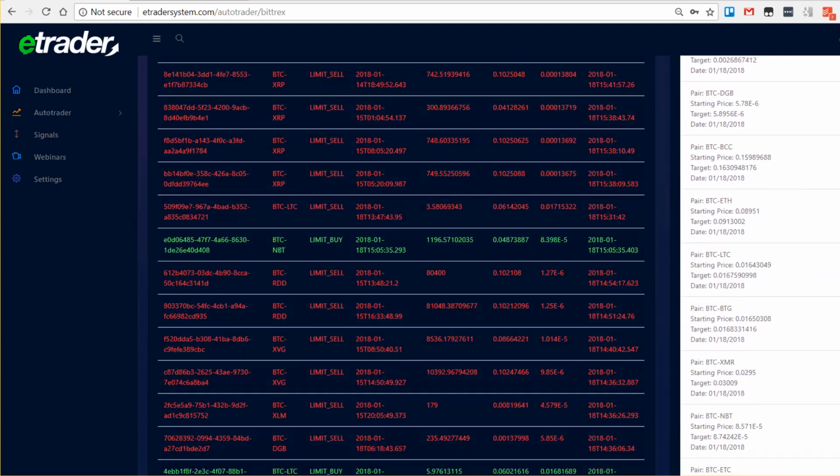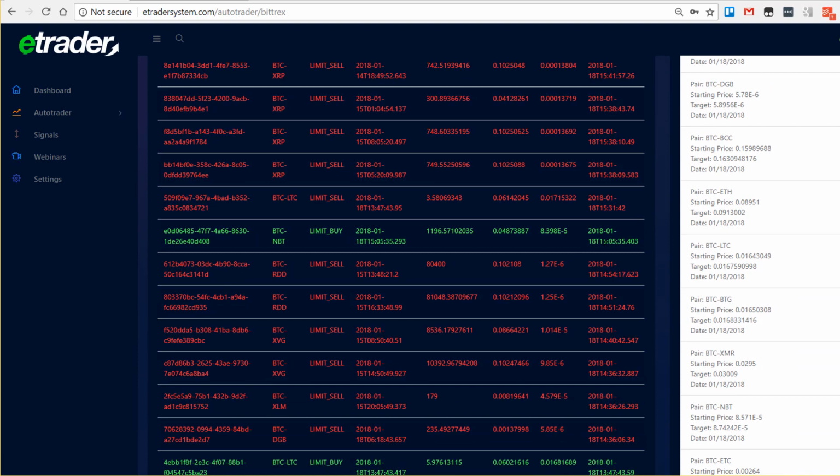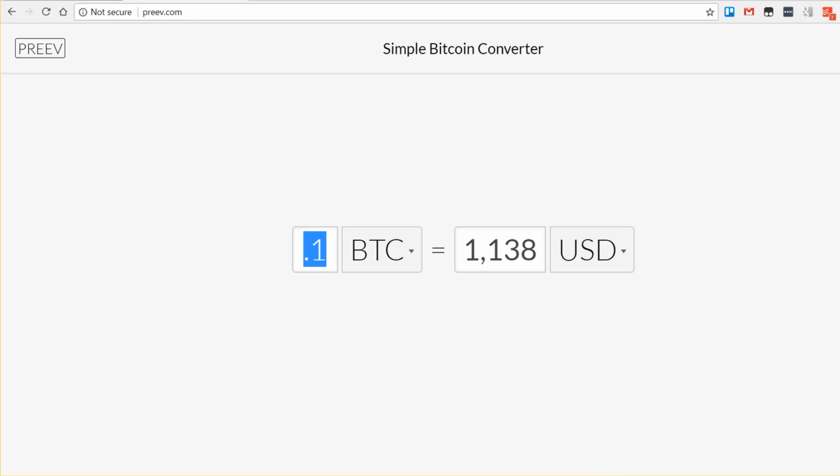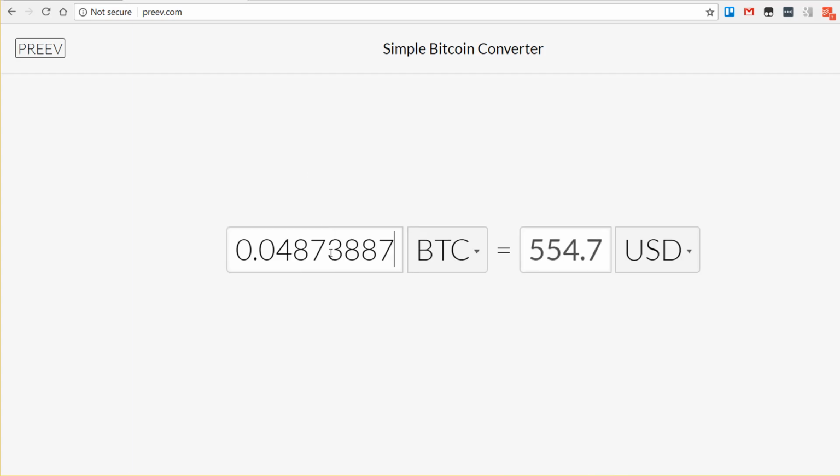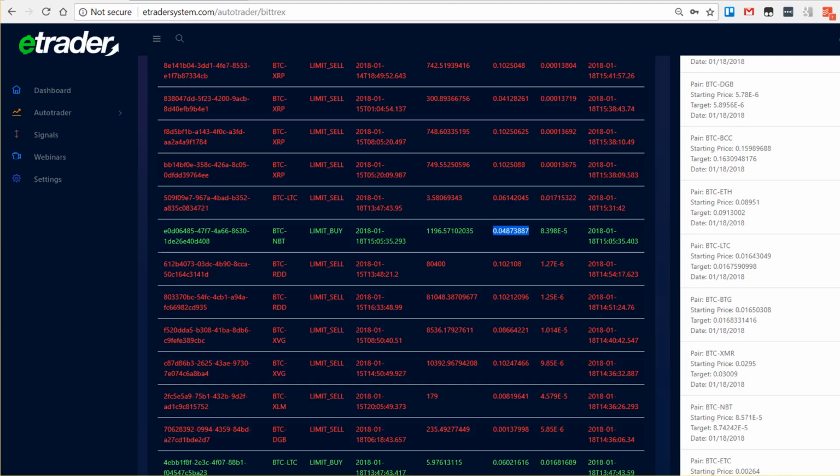Let's see. Oh, here we go. So it purchased it today at 3 o'clock, and purchased 1,200 coins. And what we see here is the total price. So let's copy that out, and we'll go move it over here. So we see that it purchased those 1,200 coins for $554. And so we knew it happened at 3:05.